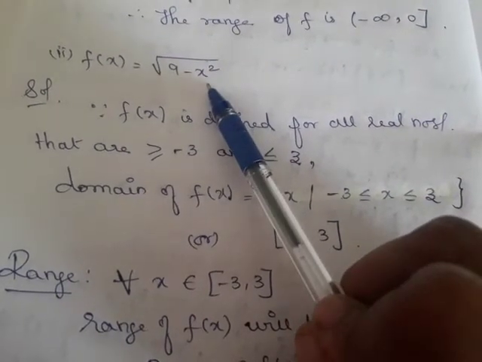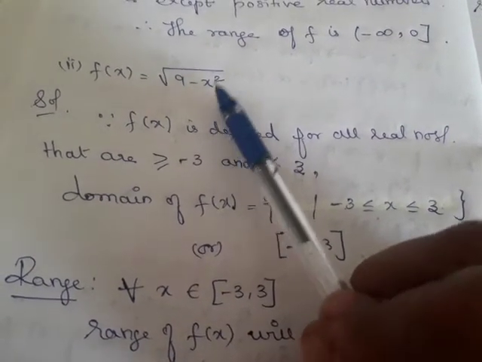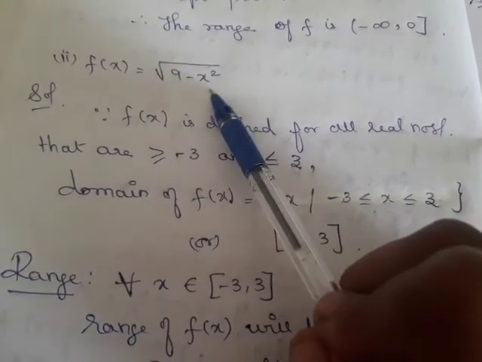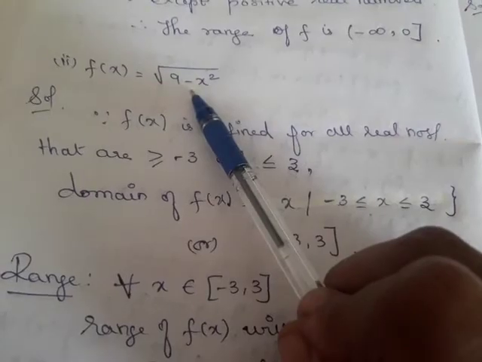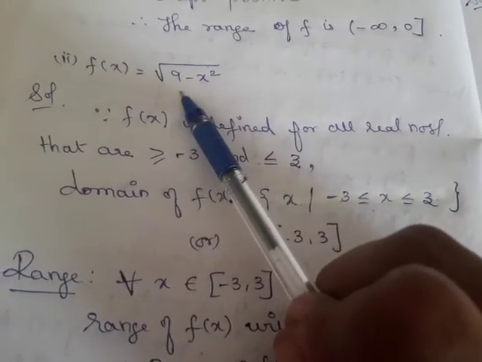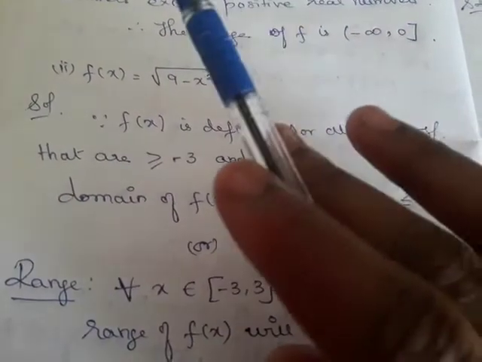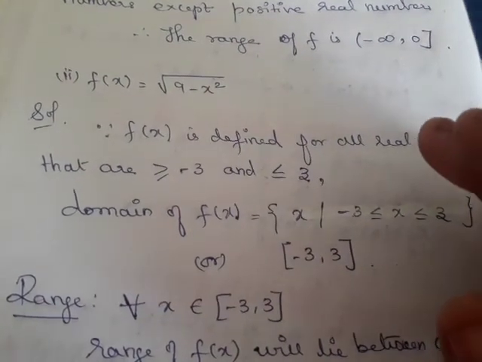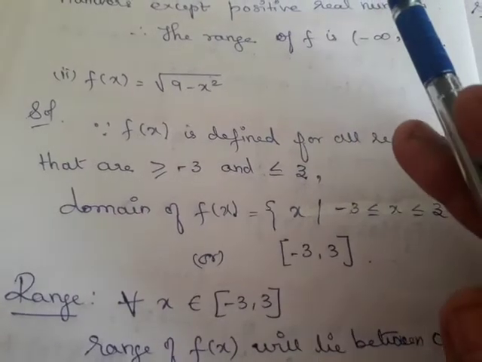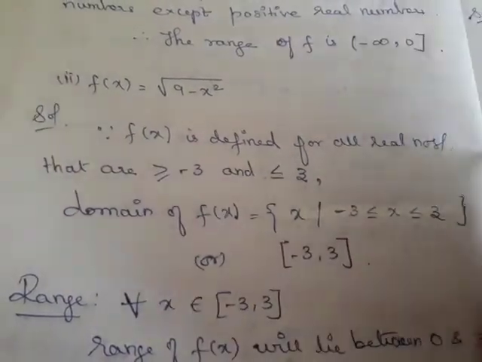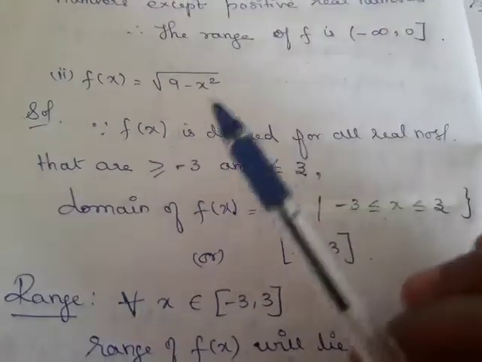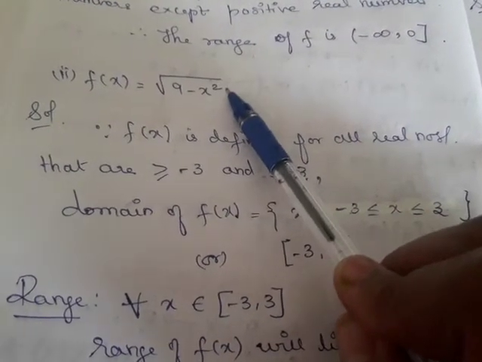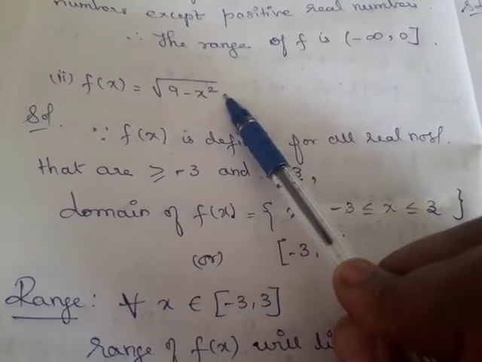If the x value is more than 3, for example say 4, then 4 square will become 16. 9 minus 16 you will get a negative number. Square root of a negative number is not a real number. It is a complex number. You will be learning about complex numbers in your higher studies. Therefore, the x value cannot be beyond plus or minus 3 on your number line.